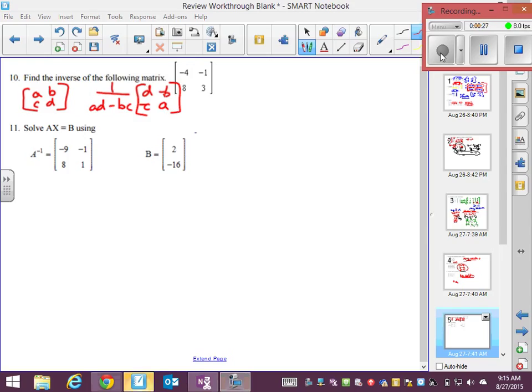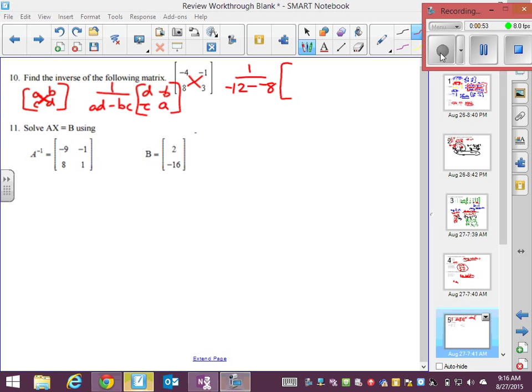Actually, if you just concentrate on the diagonals, the A and the D do something together, and the B and the C do something together, you can memorize that formula pretty quickly. So if I want to find the inverse by hand, I'm going to look at the diagonal product here. I'm going to say 1 over negative 12, because that's the diagonal product, and then I'm going to subtract the other diagonal product, negative 1 times 8, negative 8. So that's how I start.